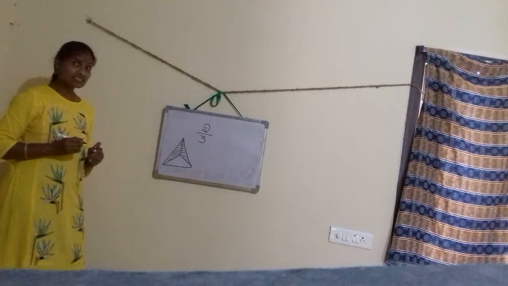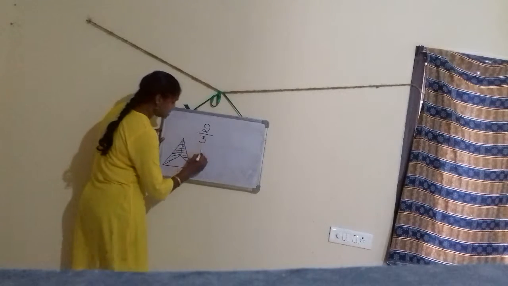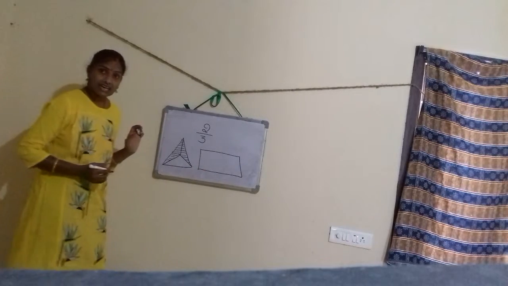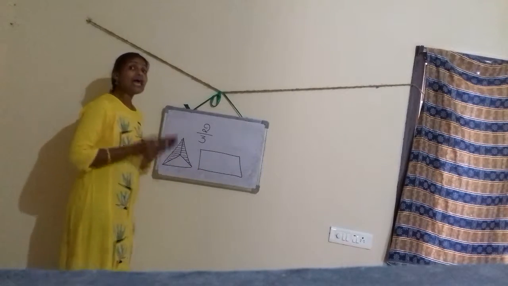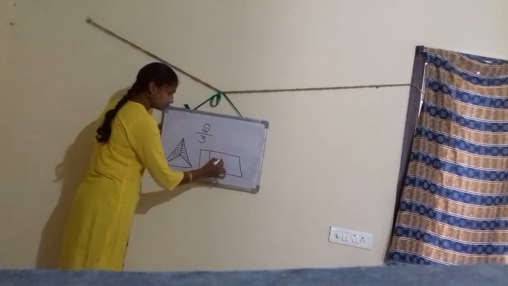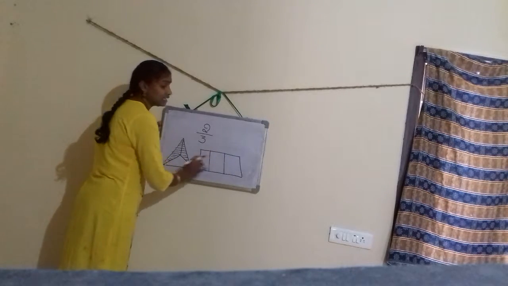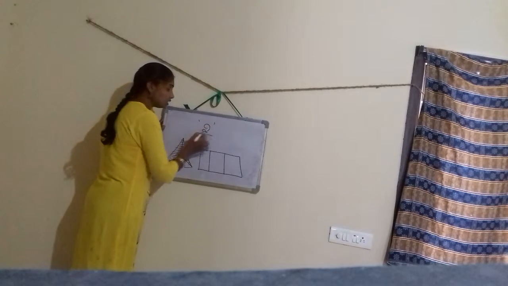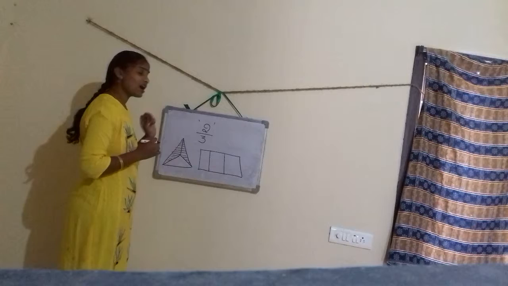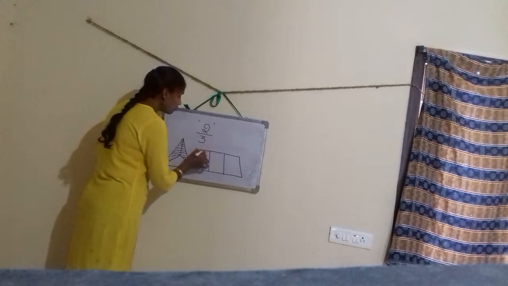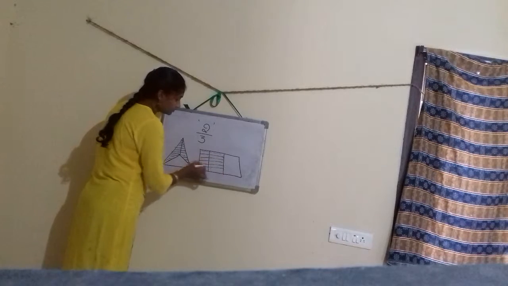Let us take another shape, a rectangle. This is the rectangle. I divide it into 3 equal parts: 1, 2, 3. So what is represented by 2 by 3? We need to shade 2 parts out of the 3 parts. So, 2 parts are shaded.